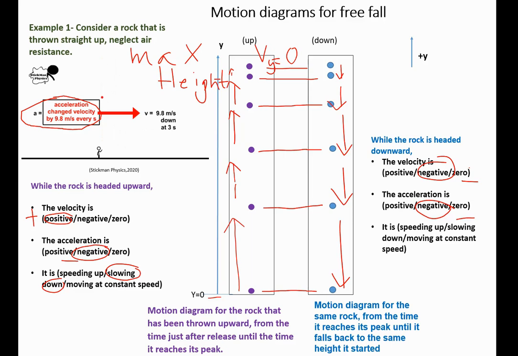Question. In order for the ball to move upwards, can its initial velocity be 0? What do you guys think? Take some time to think about it. Can its initial velocity be 0 if it is going to move upwards?